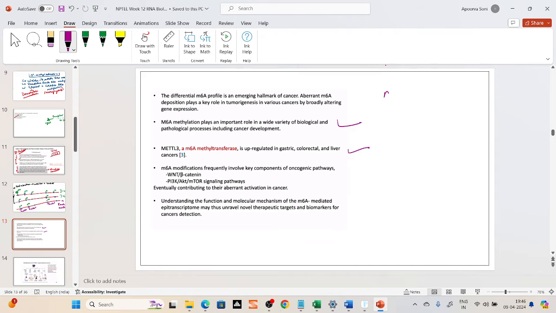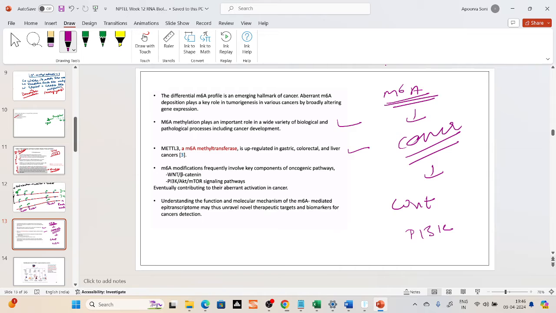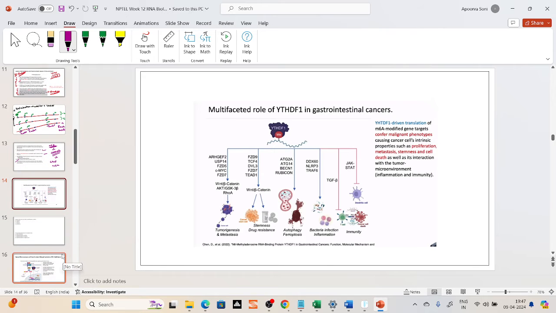That means this M6A modification can ultimately lead to a cancerous condition by altering some of the pathways such as the Wnt pathway and the PI3K pathway. So understanding the function and molecular mechanism of M6A-mediated epitranscriptome may unravel novel therapeutic targets and biomarkers for cancer detection. That is all fine. So you can see over here how this works.